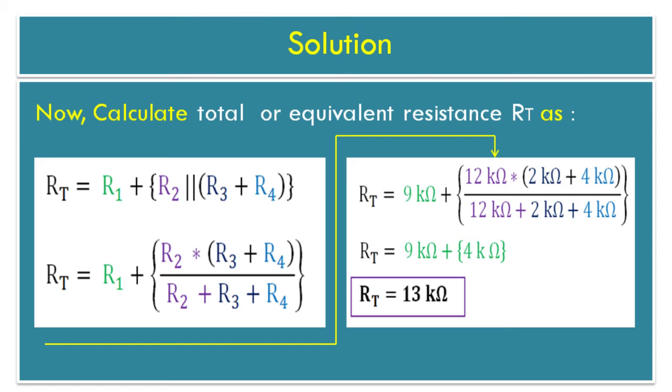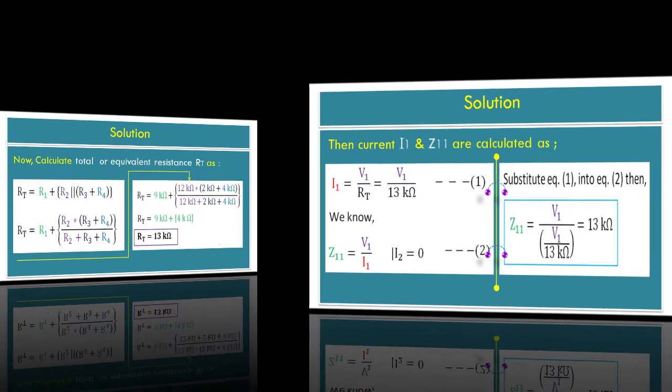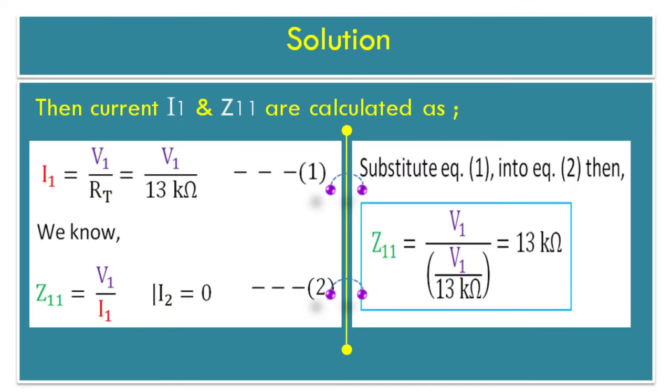After calculation, we get total resistance is equal to 13 kilo ohm. The value of current I1 and Z11 are calculated as current I1 is equal to voltage V1 upon total resistance, is equal to V1 upon 13 kilo ohm, which is represented by equation 1. We know open circuit impedance parameter Z11 is equal to V1 upon I1, represented by equation 2.